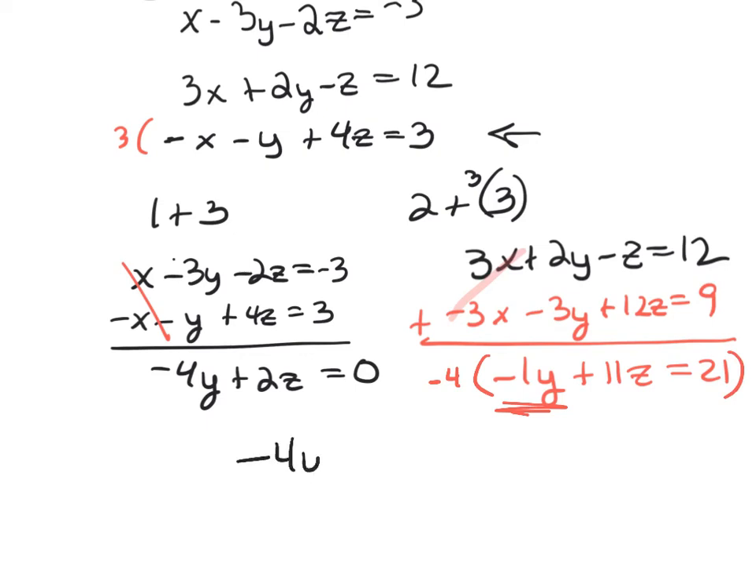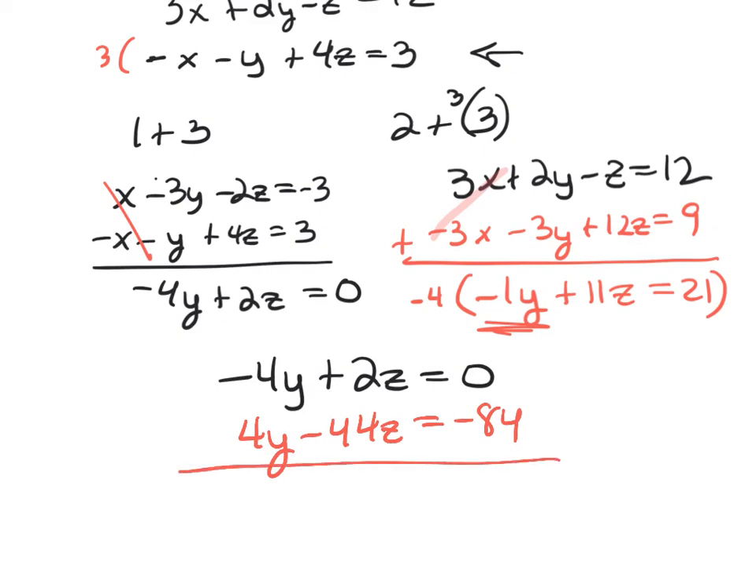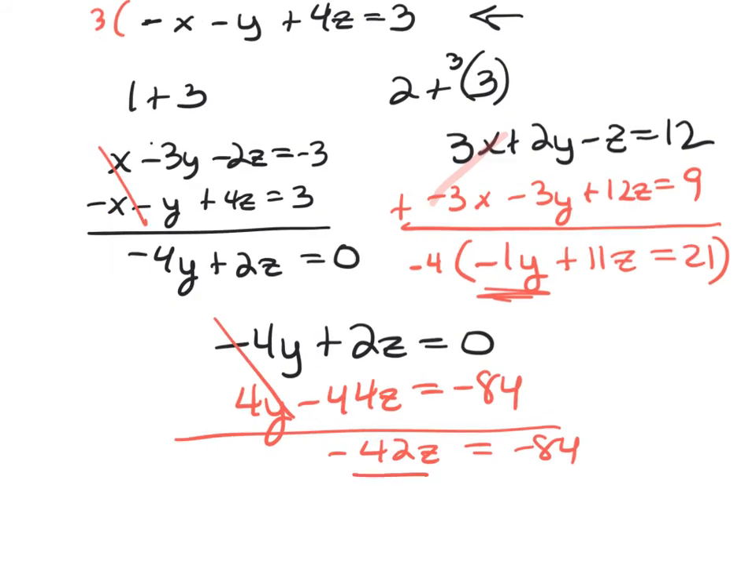So I'll rewrite this one. And then I'm going to distribute negative 4. So it becomes positive 4y, negative 44z, and then negative 84. I'm now going to add the two equations. And I end up with, that's gone, negative 42z equals negative 84. Divide by negative 42, and z equals positive 2.